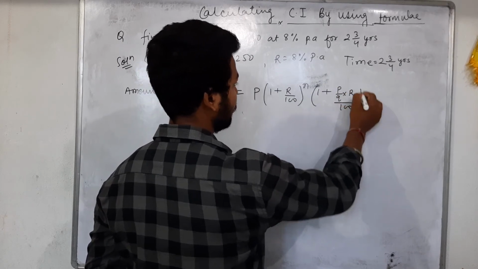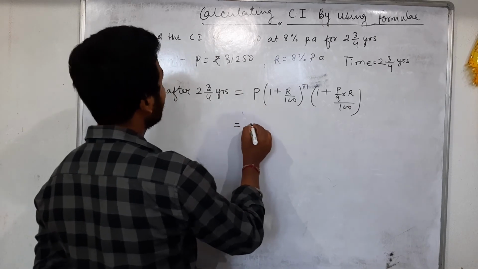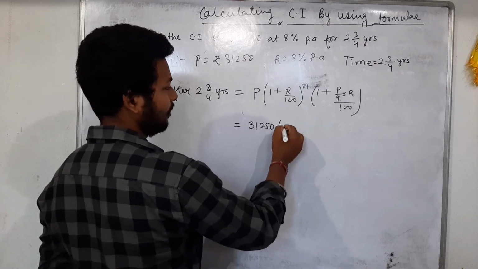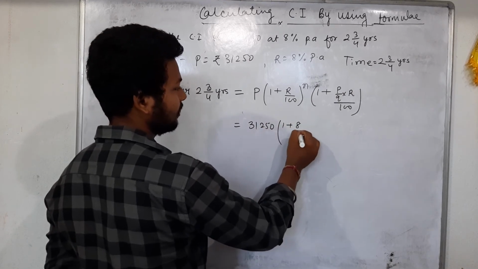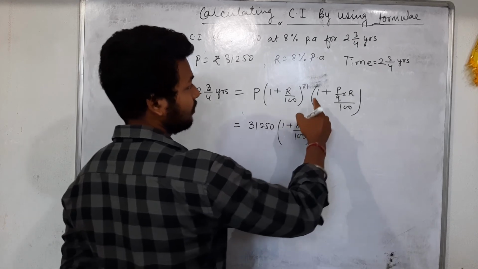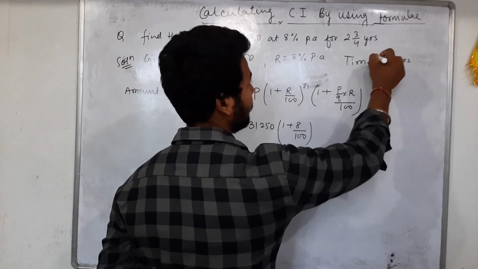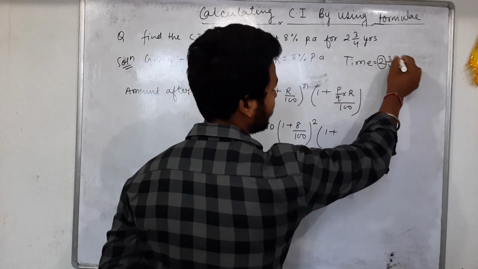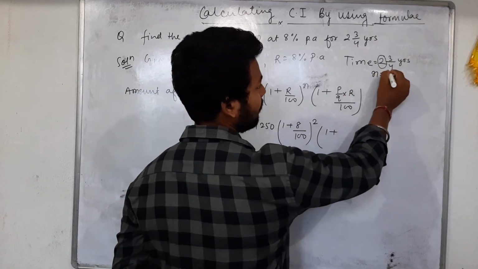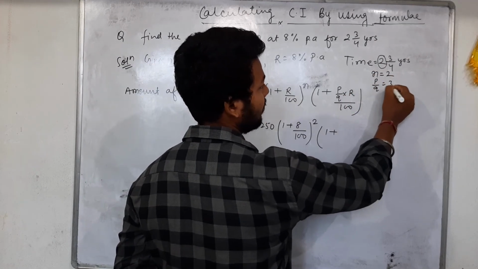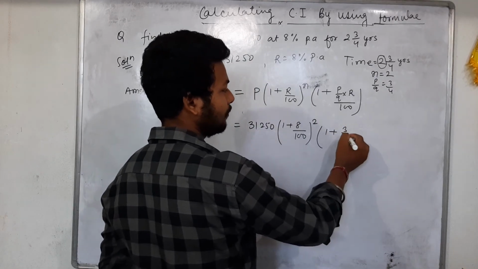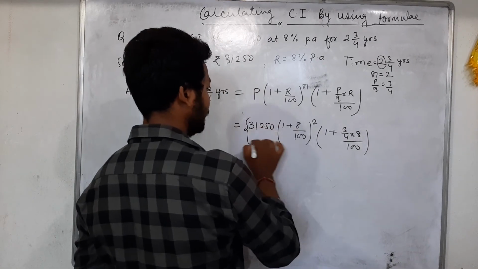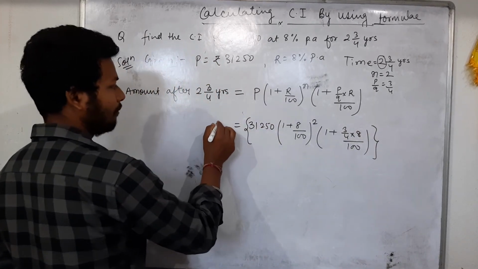Okay, so the principal is 31250 into 1 plus rate is 8%, 8 by 100, n is the whole number of time period, that becomes 2, into 1 plus p by q is the fraction part. The value of n here is 2 and the value of p by q is 3/4. So we will put 3/4 into 8 divided by 100. On calculating this you will get the amount.